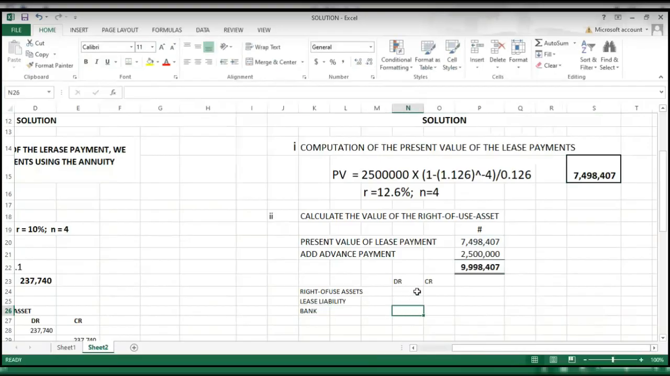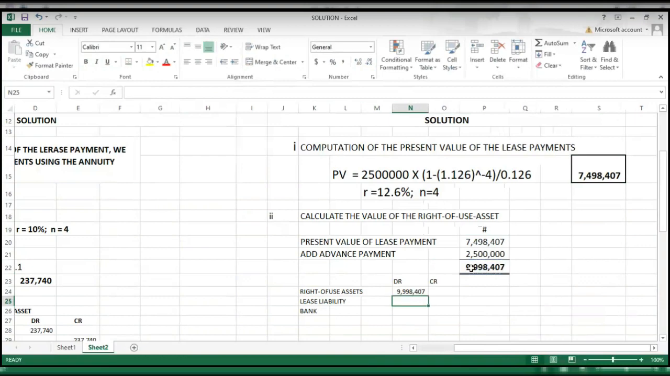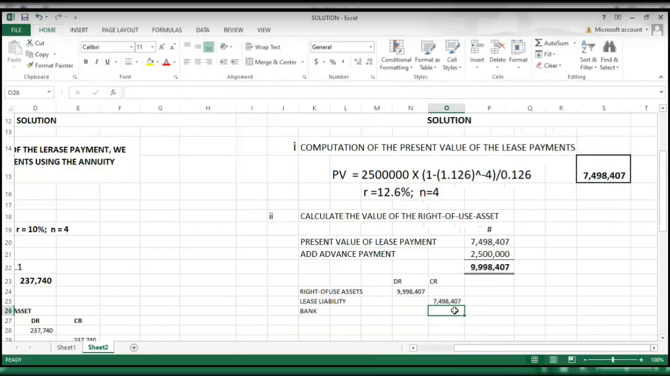Credit bank. So the right of use asset will take how much? This amount. The lease liability is credited with how much? This computation we did, and our bank will be credited with the amount of the initial deposit we made. And so we have our journal balanced. You can see our journal is balanced based on that computation.